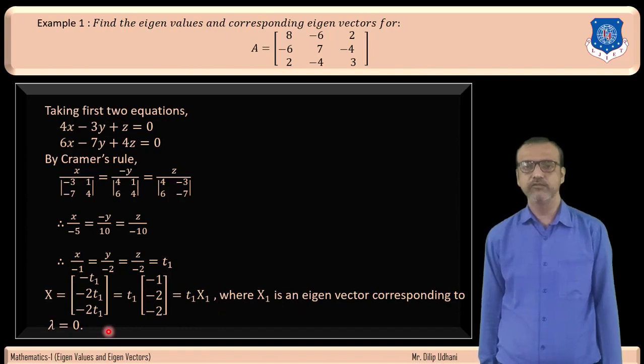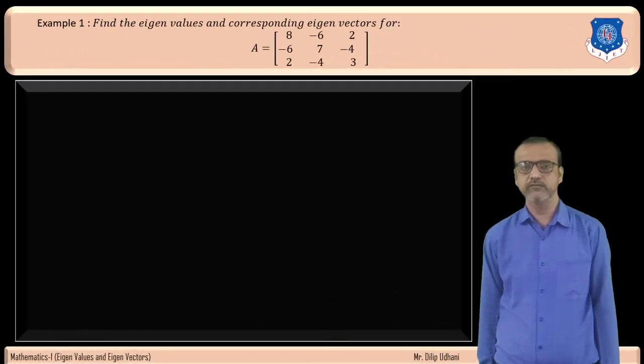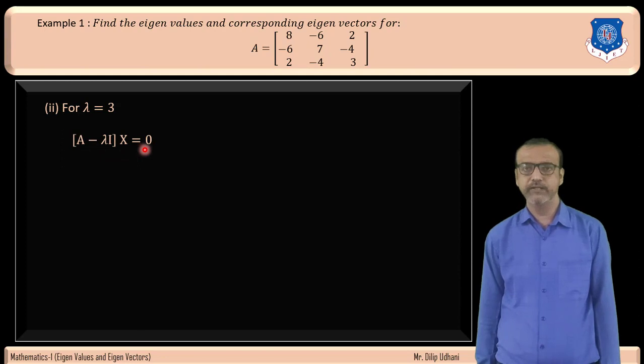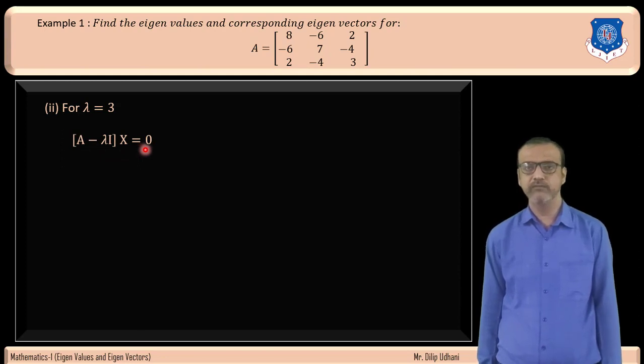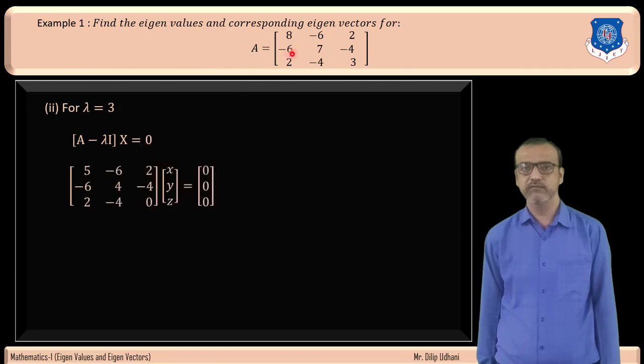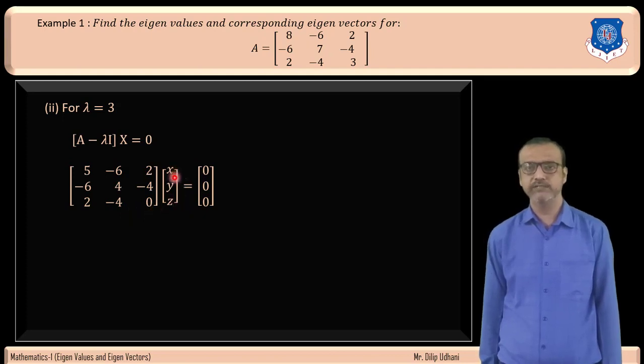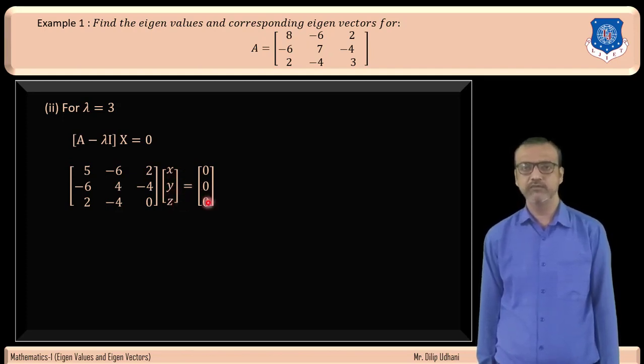Now similarly we will repeat this process to find the eigenvector for the remaining eigenvalues. Now for lambda equals 3, A minus lambda I into x equals 0. Subtracting 3 from the principal diagonal elements, we have 8 minus 3 equals 5, 7 minus 3 equals 4, and 3 minus 3 equals 0. The remaining entries will be as they are. Along with this we have the column matrix of variables x, y, z, equal to the null matrix. Now we will write down the system of equations.